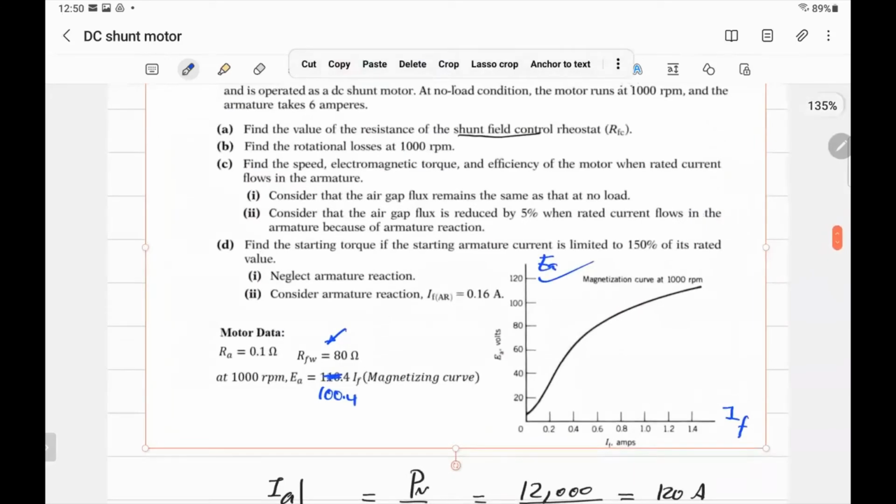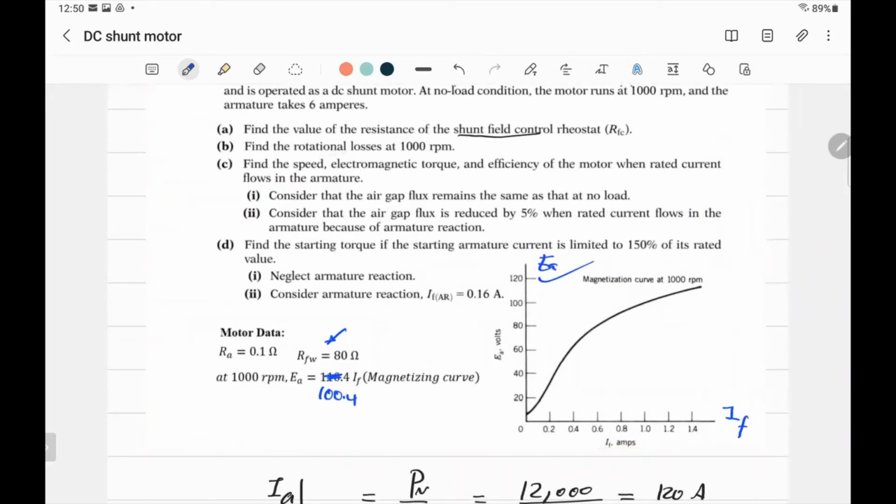The second part, find the rotational losses at 1000 RPM. We just talked about it. Rotational loss, how you calculate it practically, if you want to calculate rotational loss in the lab: just connect your DC machine, don't couple it to anything, and look at the voltmeter. There's no load. This power will be equal to the rotational loss.